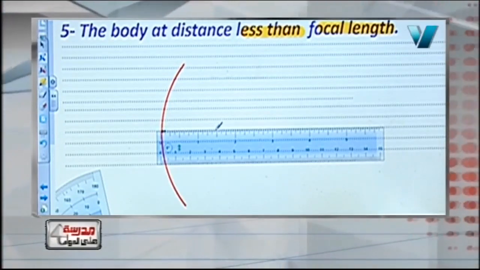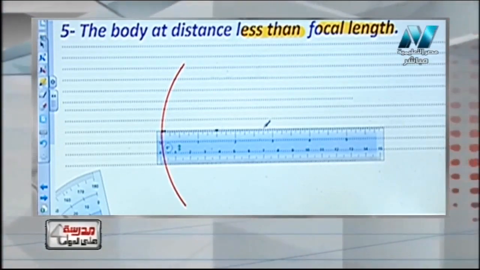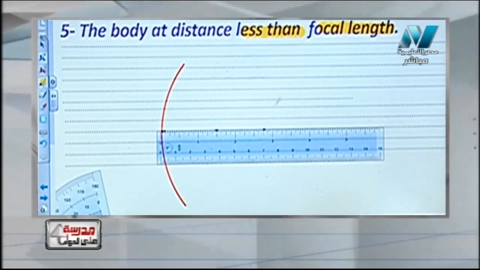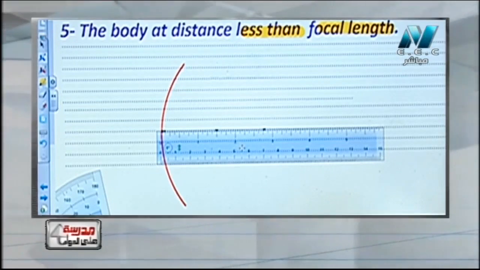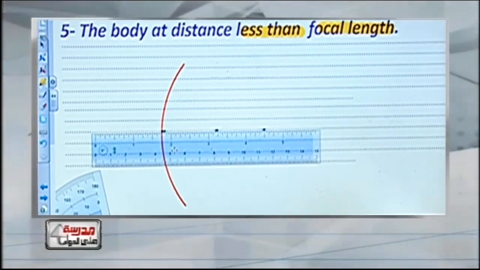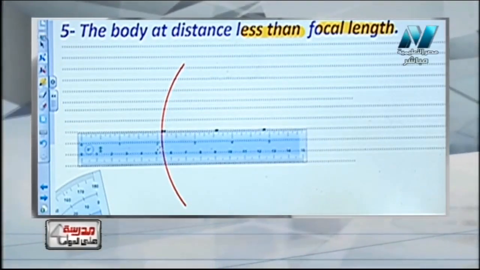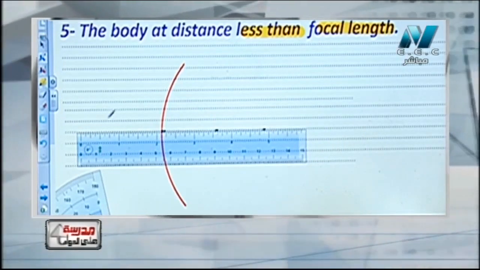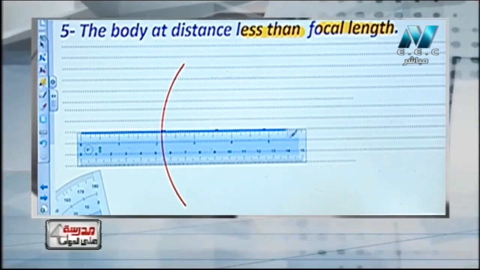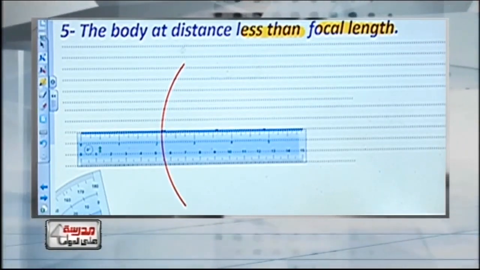P, F, and C. Two equal distances, I repeat again. Then we will draw the principal axis. The principal axis is a straight line passing through the center of curvature and the pole of the mirror.